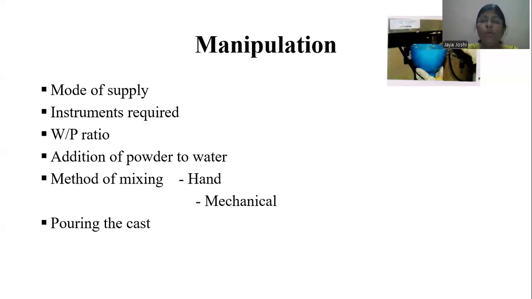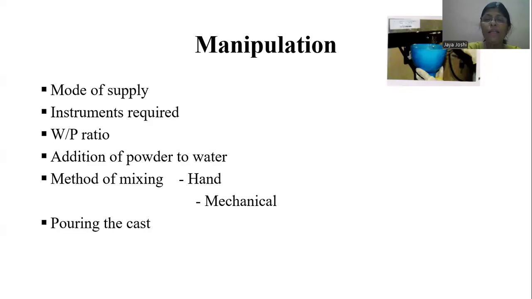Then addition of powder to water. So first we have to take the measured amount of water and then go on adding powder to it. Now while adding powder, don't add the powder in bulk. Otherwise, you will not get a homogeneous mix, but it may end up in the formation of lumps. So the powder has to be sifted. Sifted means the word has come from sieving. That is like a sieve, you are dispensing the powder into water so that each and every particle of the powder will come in contact with the water and become wet, and you get the desired consistency.